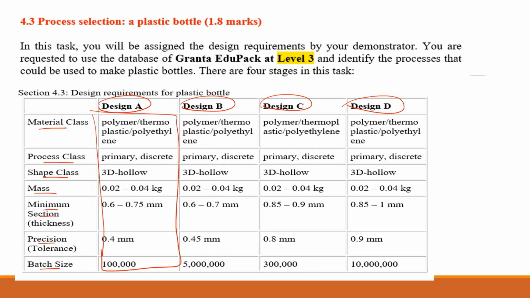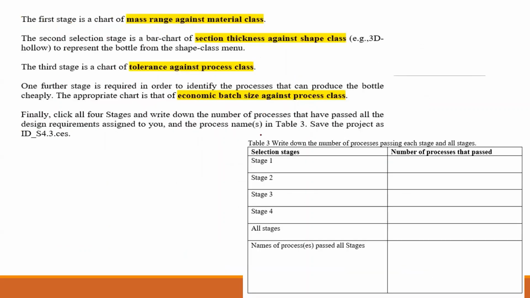For example, I'm going to take this design A. So after doing this one, we have to fill the table 3. So this is the information that we need to collect. So we need to find out the number of processes that pass the stages. So here they have given us 4 stages, stage 1, 2, 3, and 4. We need to find out how many processes pass these stages. So we have 4 stages and all stages together, and the name of the process, we need to write the name of the process here.